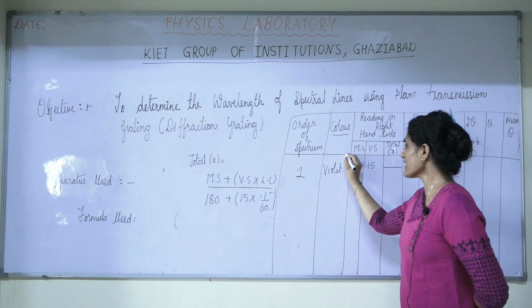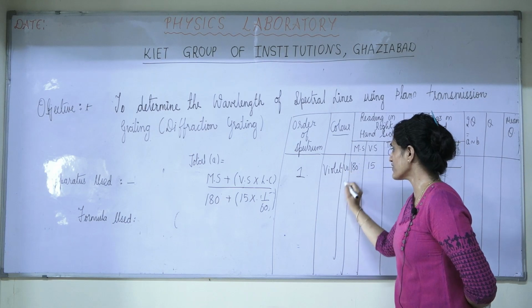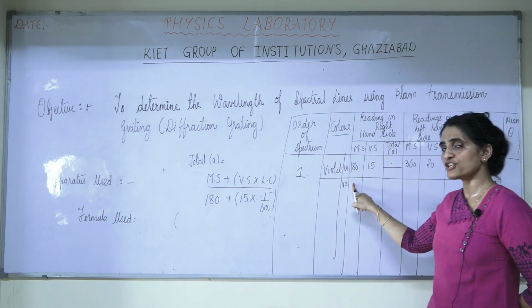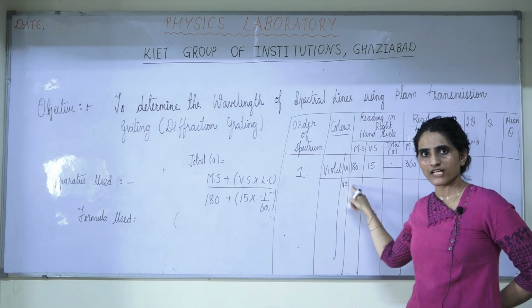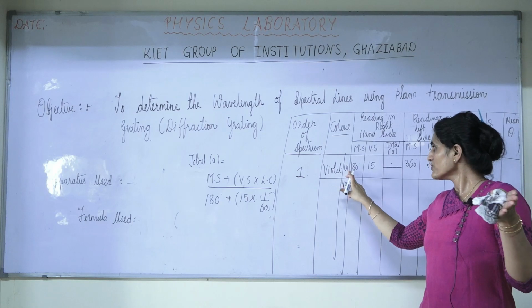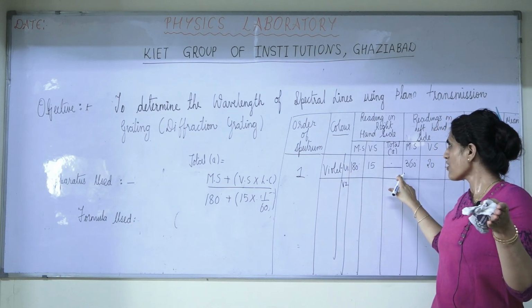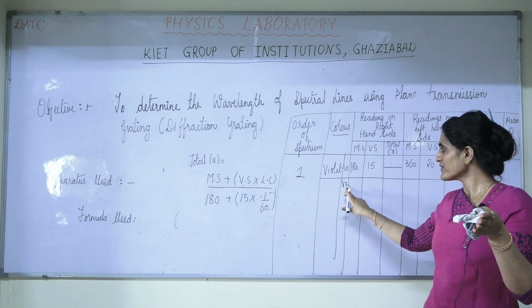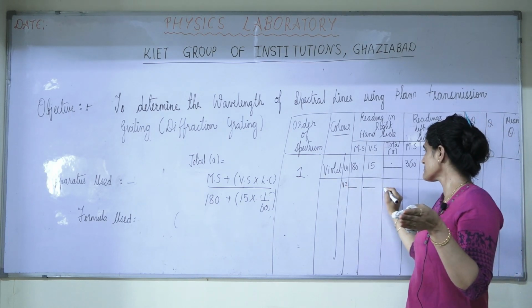This is my wallet and this is the reading of V1 window, and in the same way I will write down the reading for my V2 window, because in the experiment we have two windows, V1 and V2. So I will note down the readings of V1 of main scale and vernier scale. Parallelly after that I will write down the readings of V2, that is this part.